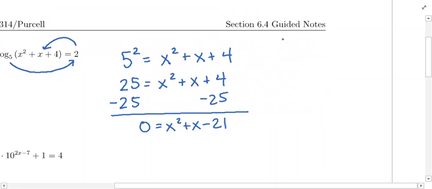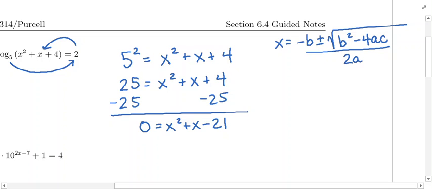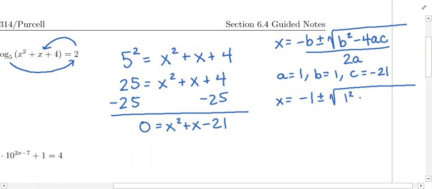So x is equal to negative b plus or minus the square root of b squared minus 4ac, all over 2a. Here a is 1, that's the number in front of x squared. B is 1 as well, that's the number in front of x. C is negative 21. So we pop these numbers in. We get negative 1 plus or minus the square root of 1 squared minus 4 times 1 times negative 21, all over 2 times 1.